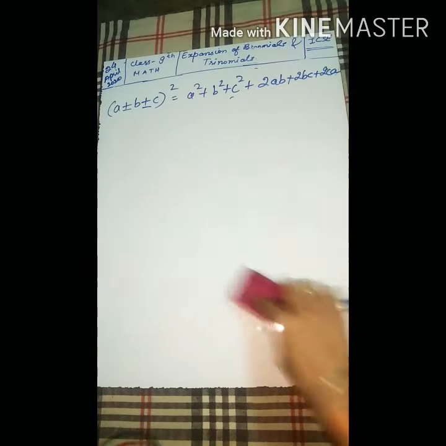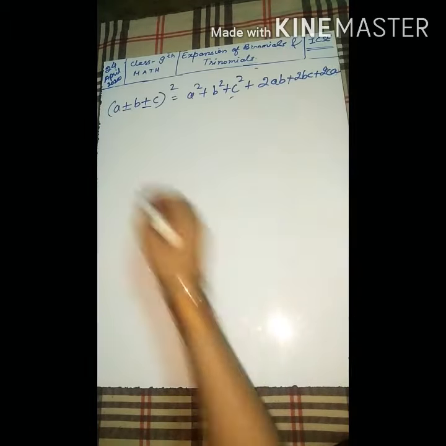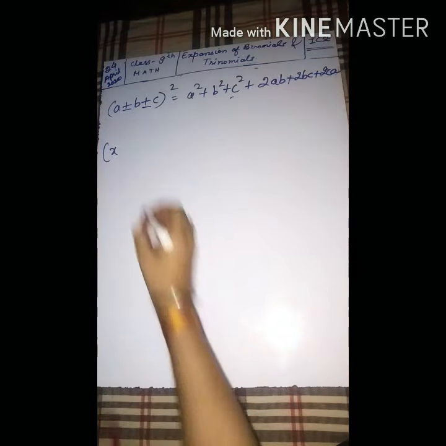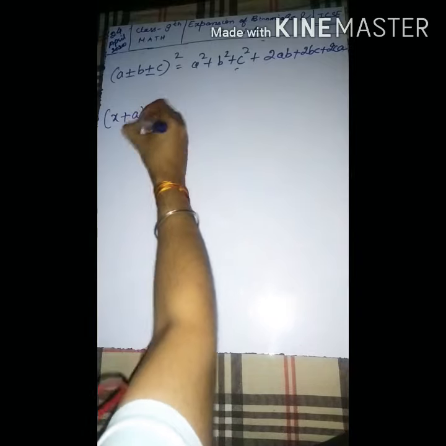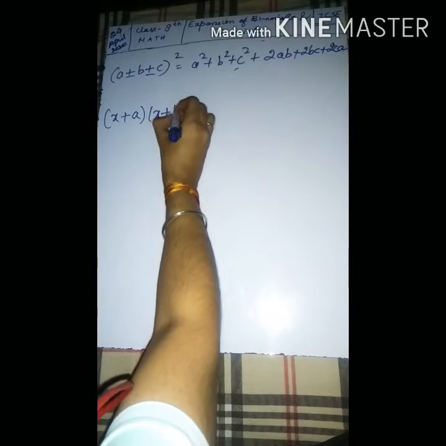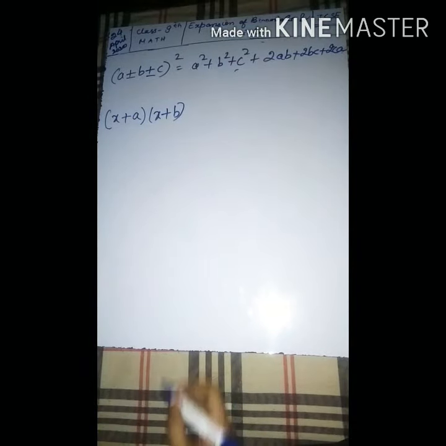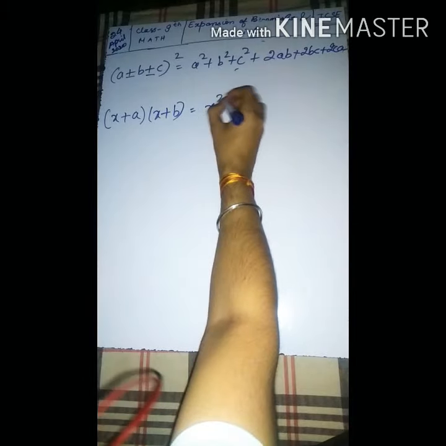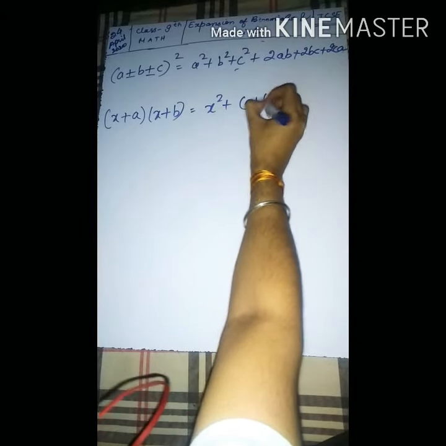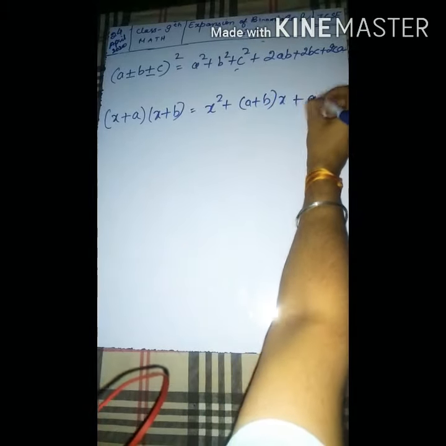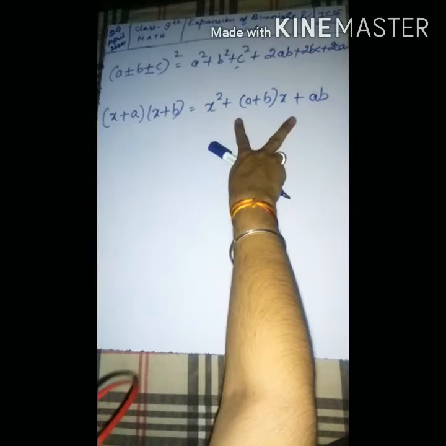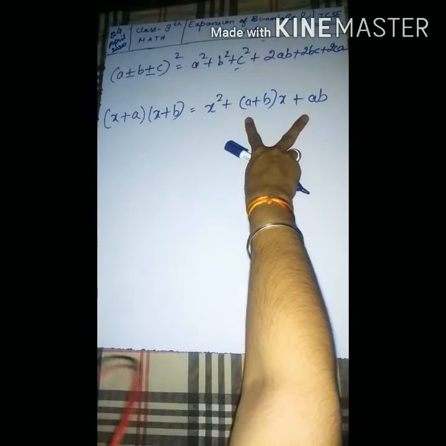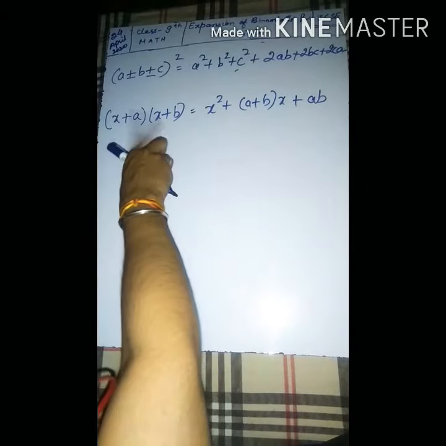Okay, now let us come to the next identity, which says x plus a and x plus b. The identity says that this is equal to x square plus a plus b times x plus ab. This is the identity. Alright, now how did it become an identity? You can prove this is equal to this. How? By opening the brackets.